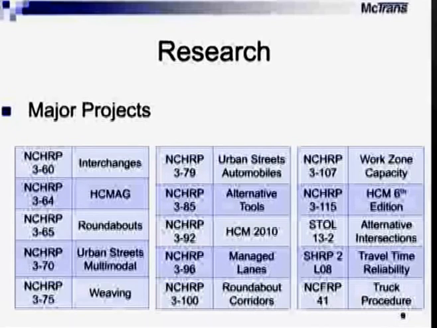Alternative intersections, with the Federal Highway Administration from the Saxton Transportation Operations Lab. This one looks at, you saw the list of those 4 alternative intersections, and those are going to be modeled in the new manual.